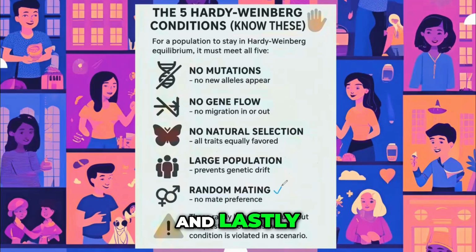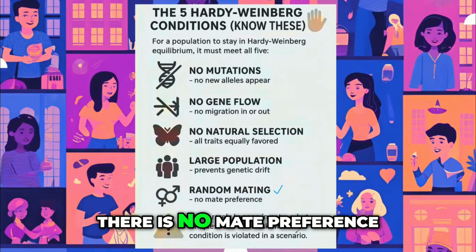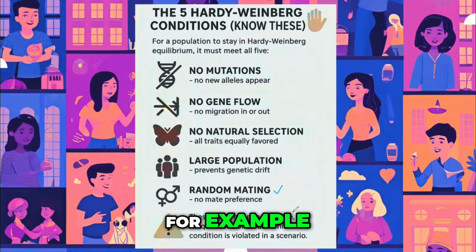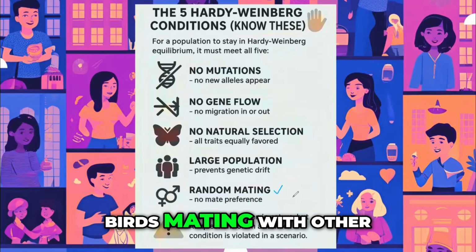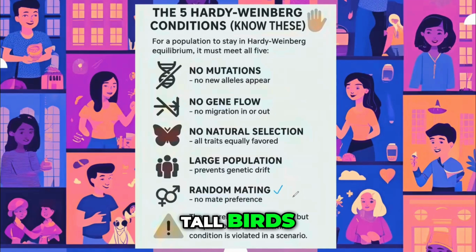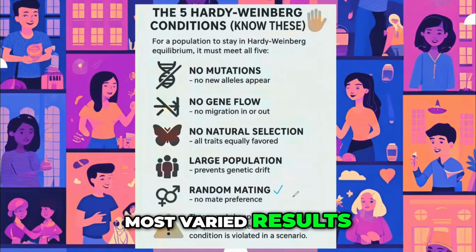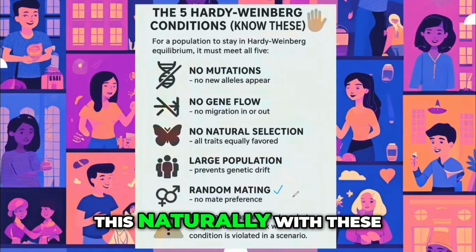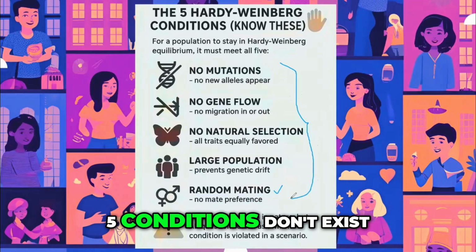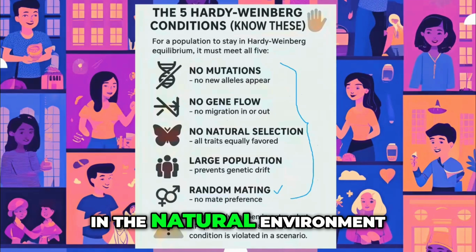And lastly, random mating. There is no mate preference. For example, you don't have tall birds mating with other tall birds. This allows for the most varied results. Naturally, these 5 conditions don't exist in the natural environment.